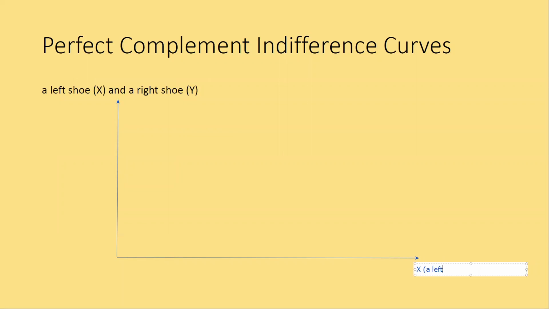This is our left shoe axis, and this is our vertical axis for the right shoe. And well, we do not know the utility function or anything. Let's start from just a single point. Let's start from this point, 1, 1 over here.